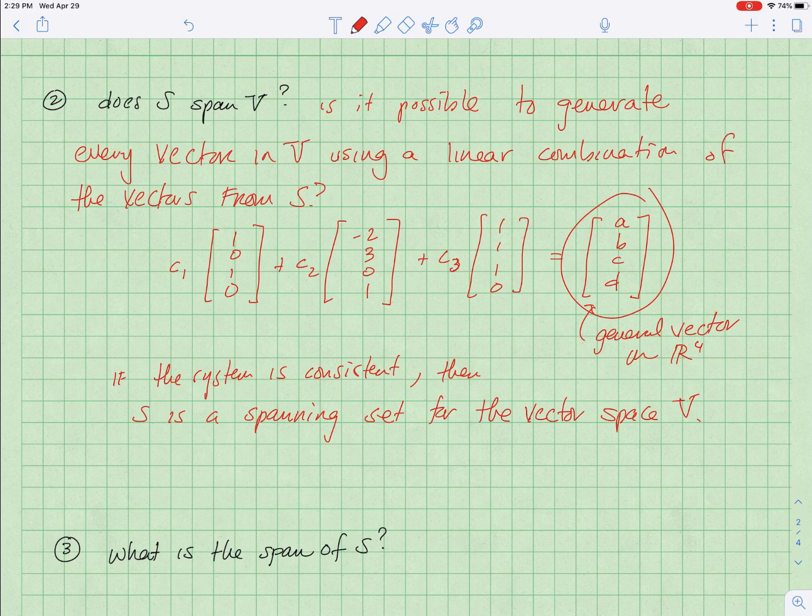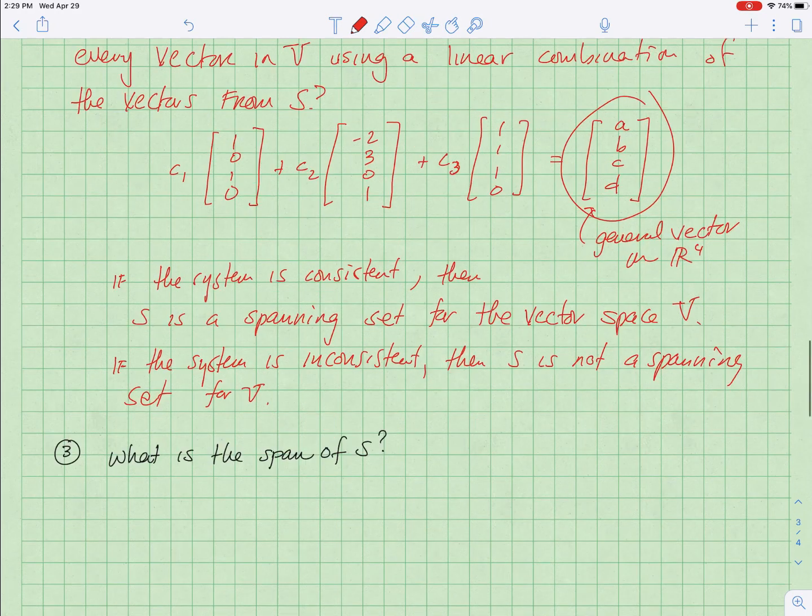Okay, so if the system is inconsistent, then S is not a spanning set. And I need to pause here. If I just leave this statement as is, it's actually false. It's supposed to say, if the system is inconsistent, then S is not a spanning set for V. It could span some other set. It just doesn't span V because I wasn't able to build everything in V.